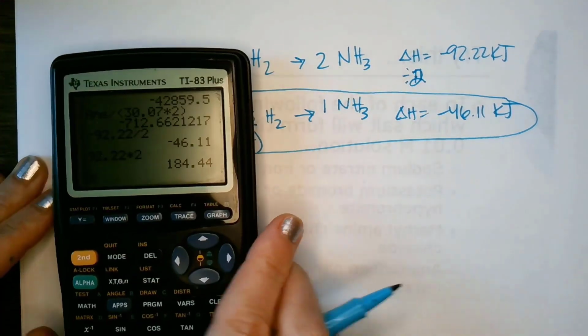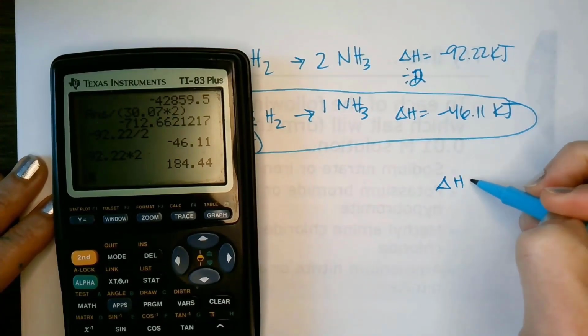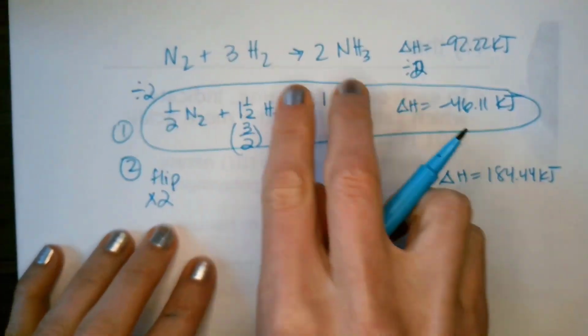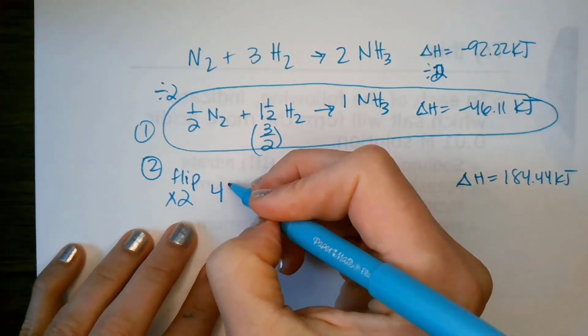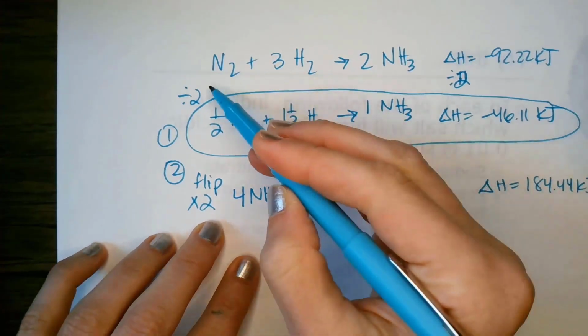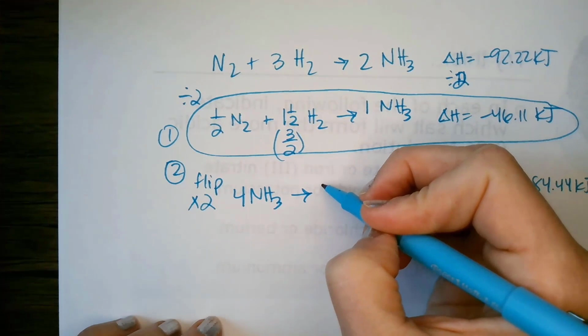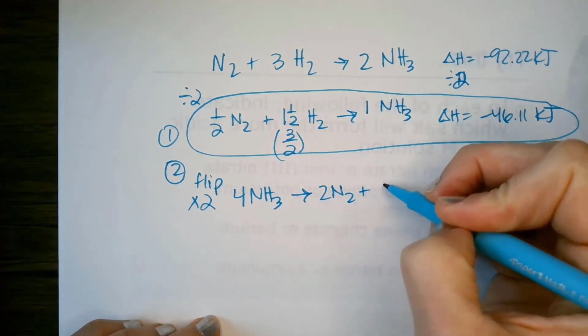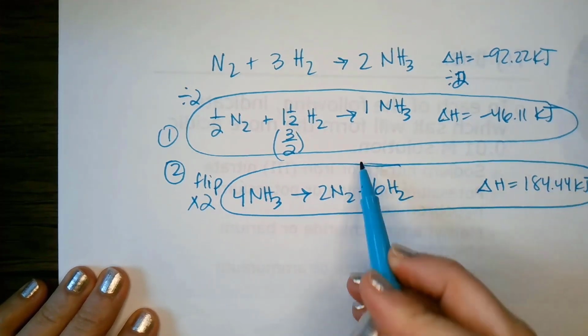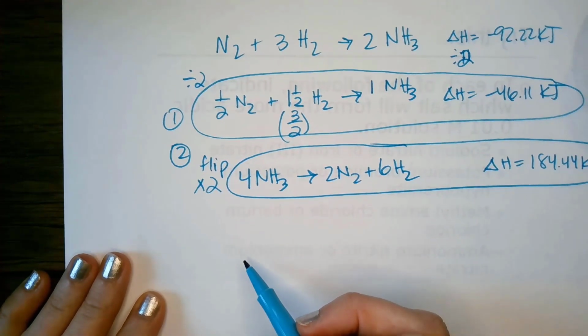So my delta H, before I even write it all, is 184.44 kilojoules. Now let's flip this. So I've got 4 NH3 decomposing. We've got to times this each by 2. So 2 N2 plus 6 H2. That should be my second thermochemical equation.